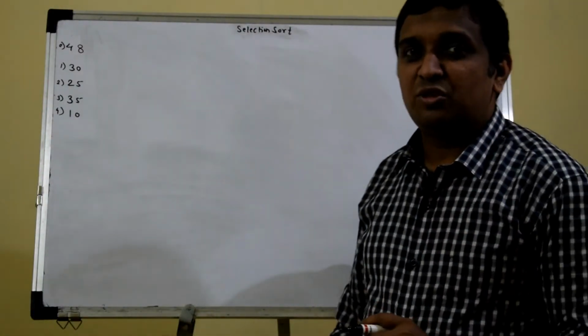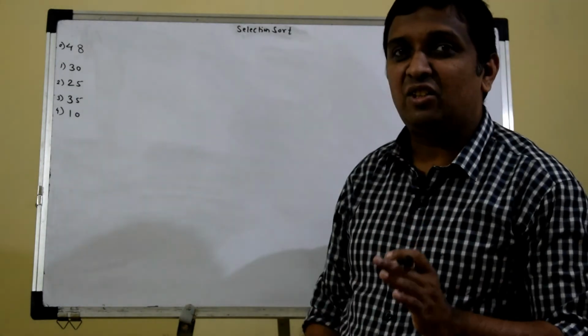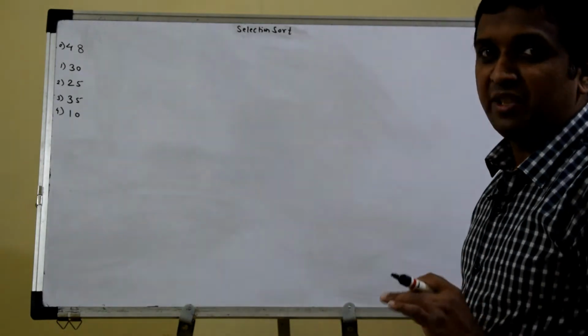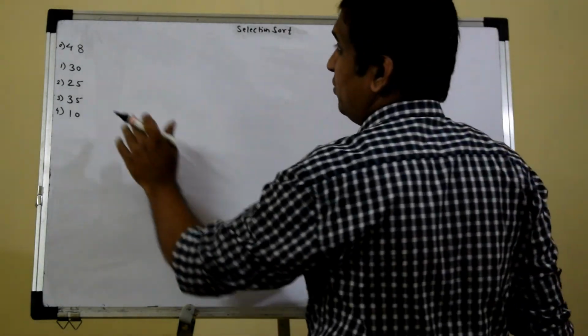Let's see the next algorithm, which is selection sort. Now selection sort and bubble sort are very close to each other. One small difference is there. So let's understand the algorithm of selection sort with the same example.